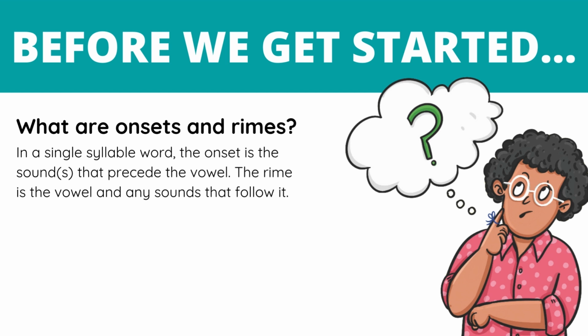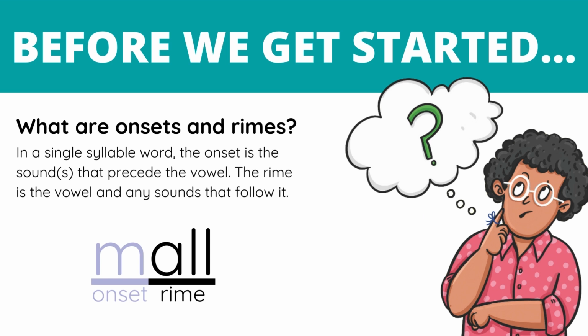Let's quickly talk about onsets and rhymes. In a single syllable word, the onset is the sound or sounds that precede the vowel. The rhyme is the vowel and any sounds that follow it. So for example, in the word mall, m is the onset and all is the rhyme. You can manipulate onsets and rhymes to create new words. For example, you could change m to t to make this word tall. Or you could change the rhyme from all to oo to make this word moo.